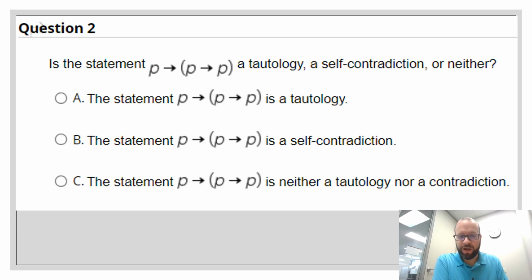Question 2 asks you about this statement. So you need to look up, if you don't remember what a tautology, a self-contradiction, or neither is, probably do the truth table for this thing and then figure out which of those 3 things it is.